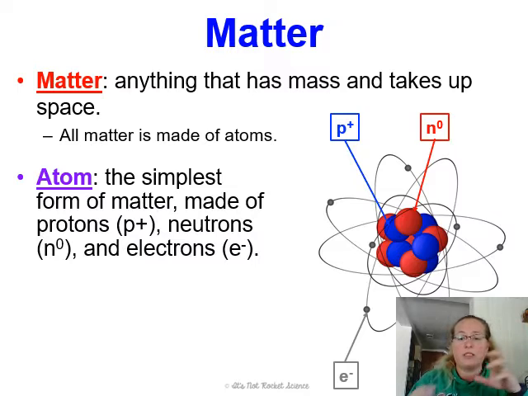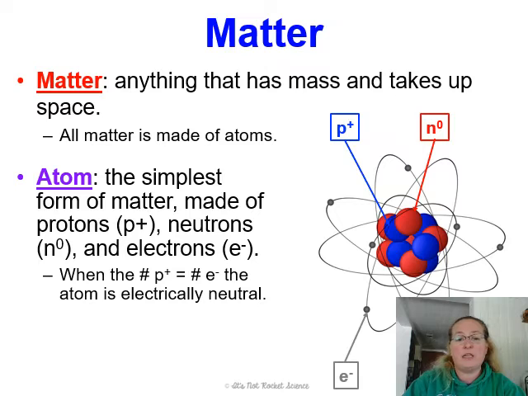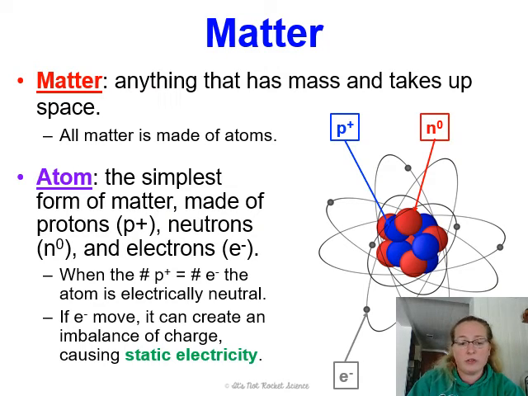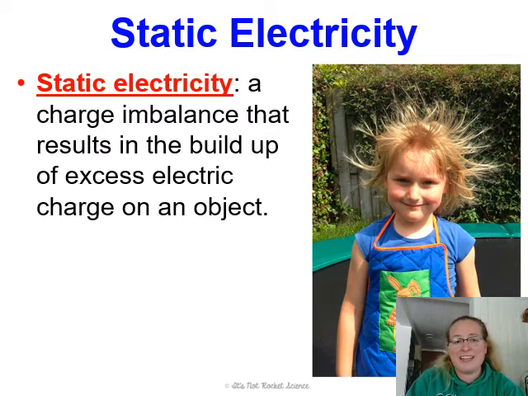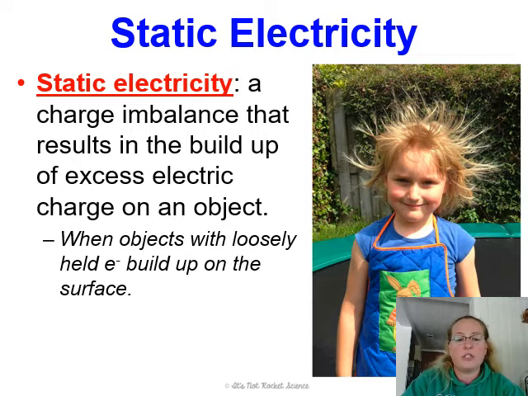We know that the protons and the neutrons are held together by the strong nuclear force, and that typically the number of protons and electrons is equal, which means the atom is electrically neutral. However, electrons can move, and when they do, it creates an imbalance of charge, causing static electricity. Static electricity, I'm sure all of us have experienced this at one time or another. It's a charge imbalance that results in the buildup of excess electric charge on an object, when objects with loosely held electrons build up charge on the surface.